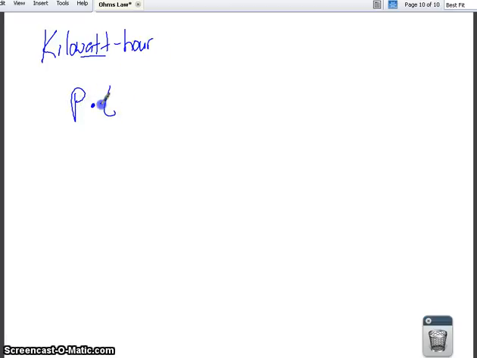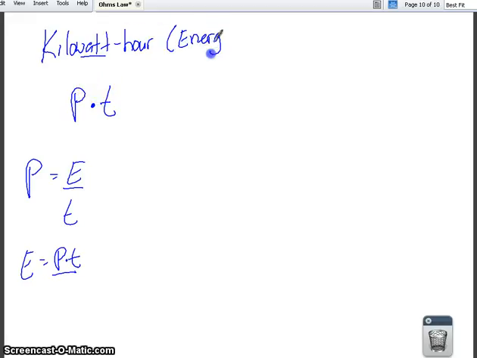Okay, so let's go back to this. Power is equal to energy per time. That means energy is equal to power times time. So the kilowatt hour is really a measure of energy. It is not a measure of power. It is a measure of energy.